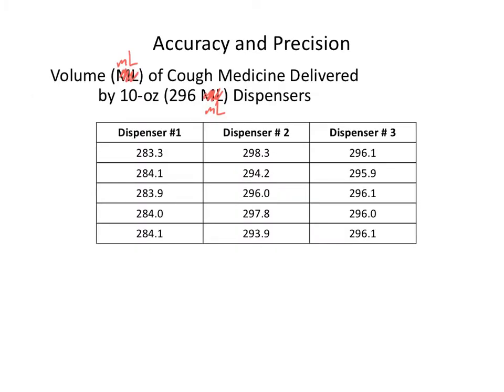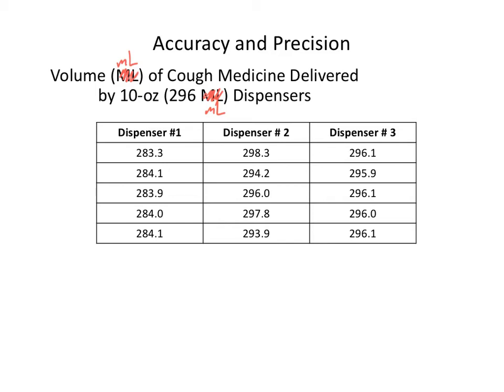Let's take a look at another example using numbers instead of the visual representation in the last example. We're measuring out cough medicine, and the true value is 296 milliliters. I apologize, I used the wrong abbreviation here. I wrote megaliters instead of milliliters. 10 ounces would be 296 milliliters. And so we have a couple dispensers, and we want to know whether these dispensers are accurate, precise, or some combination of those two.